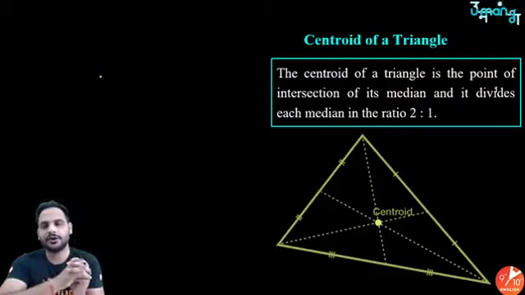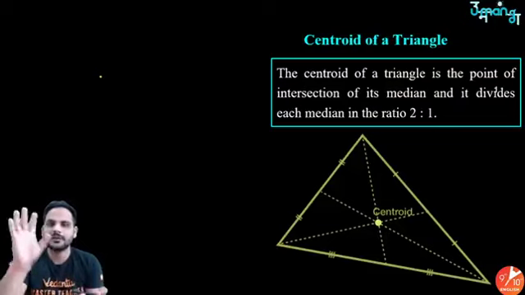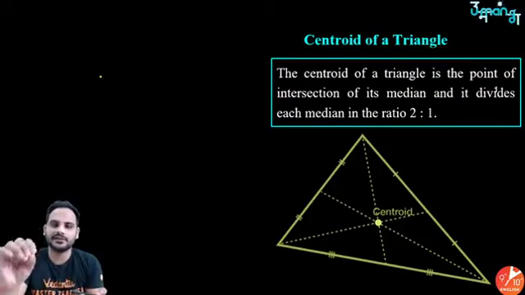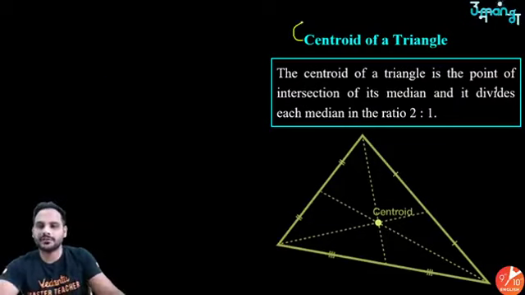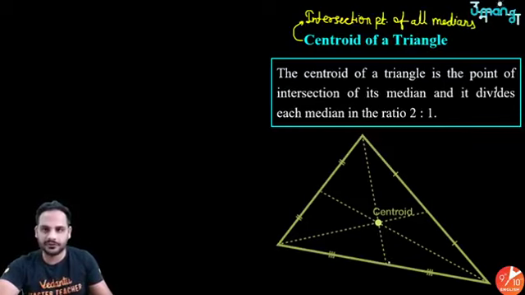What will be the coordinates of the centroid? So first thing you should know, what is a centroid? So centroid is the intersection point of all the medians. What is centroid? Centroid is the intersection point of all medians. Medians means the line joining the vertex of a triangle with the midpoint of the opposite side.